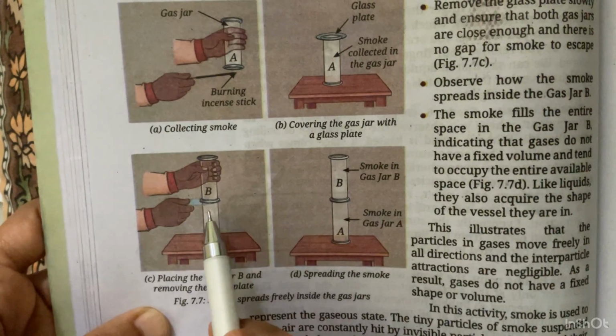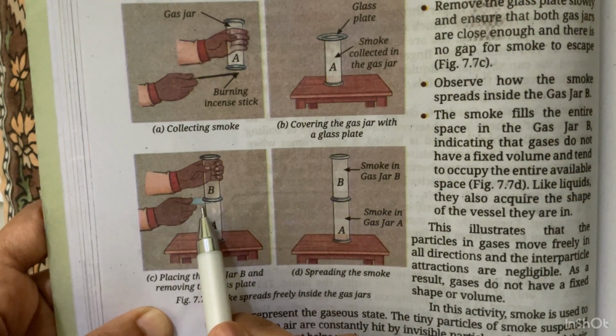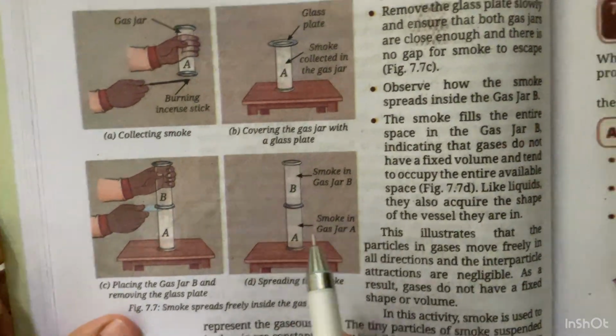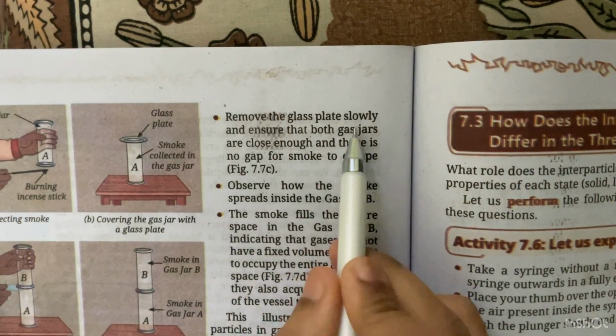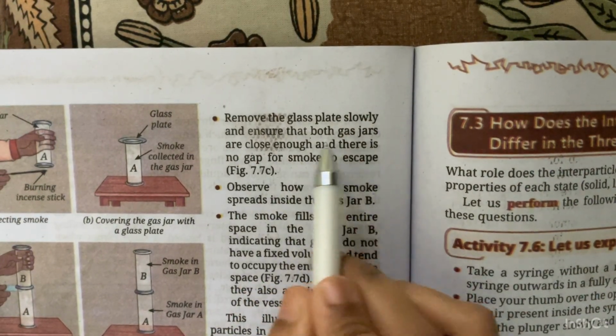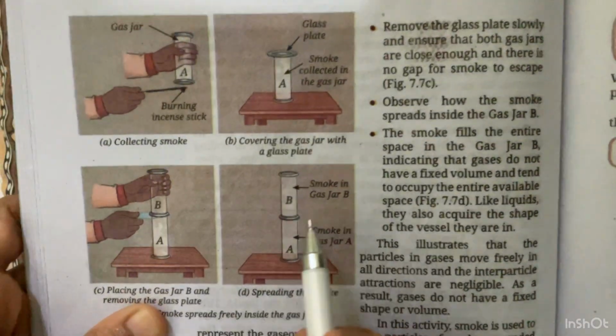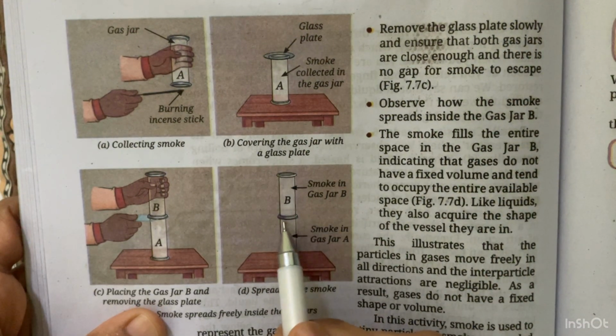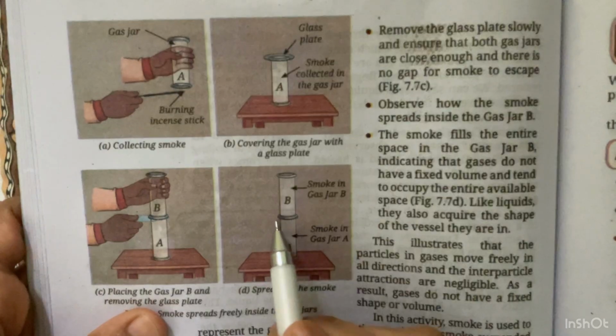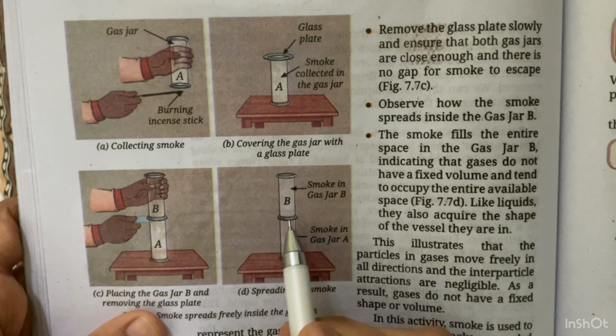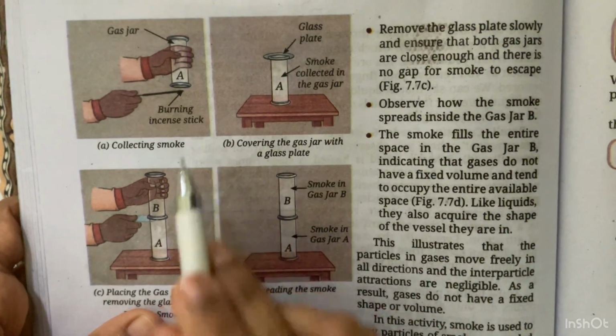Now slowly we need to remove this glass plate. So after removing it, what will happen? We'll see. Remove the glass plate slowly and ensure that both gas jars are close enough that there is no gap for the smoke to escape. We have to ensure that jar A sits exactly on B, so the smoke of the incense stick has no way to escape from the jars.